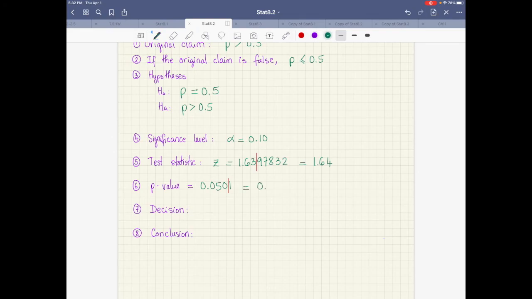Which is 0.050. To make my decision whether or not I reject my H0, I will compare my p-value and my alpha. The p-value is 0.05, alpha is 0.10, so the p-value is less than alpha, which means I am going to reject my H0.